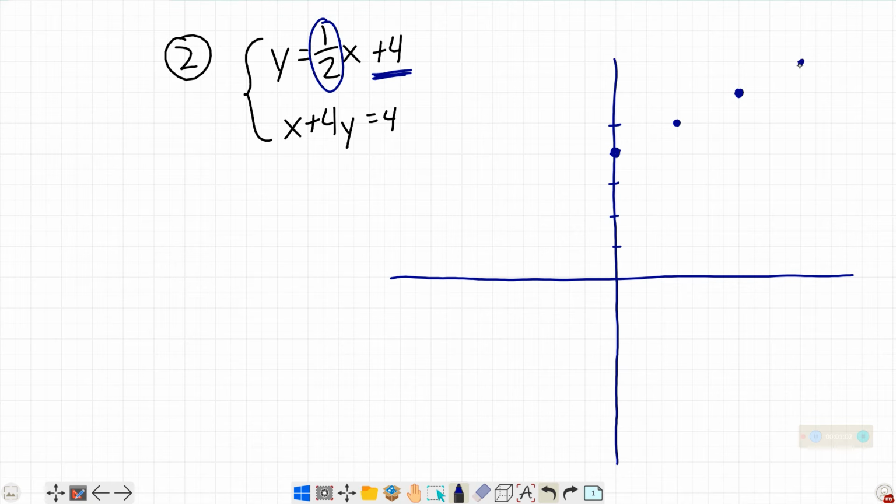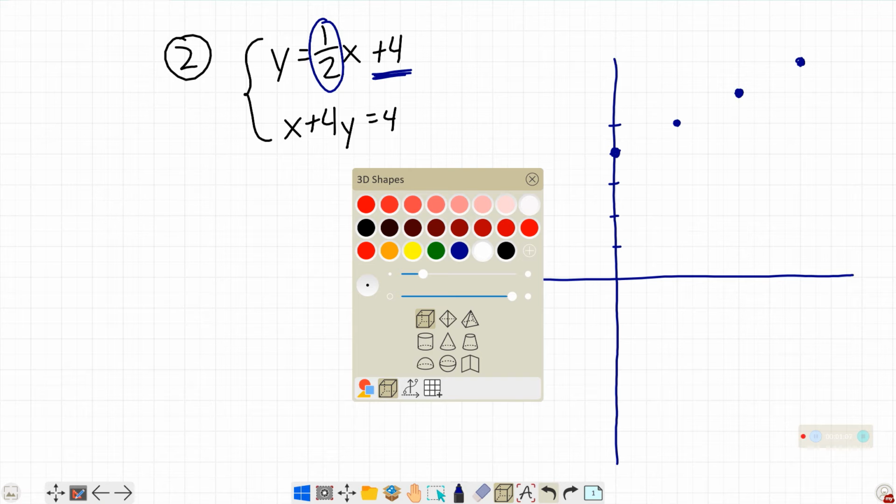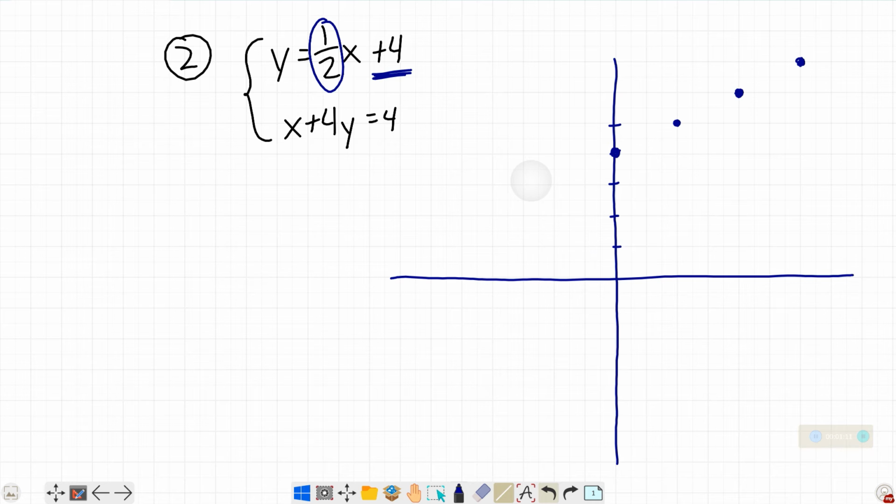And I can keep going, but I just need enough to be able to draw the line through it. And you want to use a straight edge or a ruler, so that way you can see where they intersect. I'm going to stretch my line through it, going through those points.